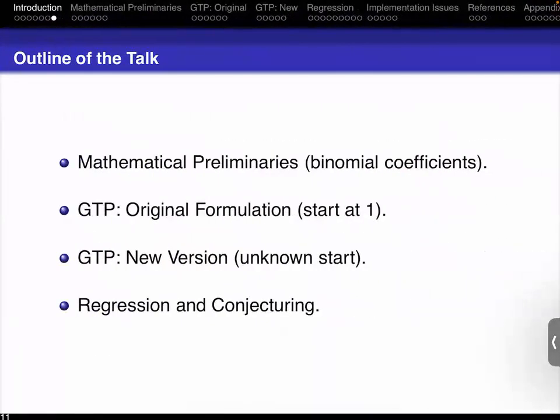All right, so what I want to do is talk a little bit about, first, the mathematical preliminaries we need for this. I'll mostly focus on the original German tank problem. I'm not going to really go into the new version with the unknown start. If you want to, the slides are there. You can also just email me for the paper. And then I really want to hit regression and conjecturing.